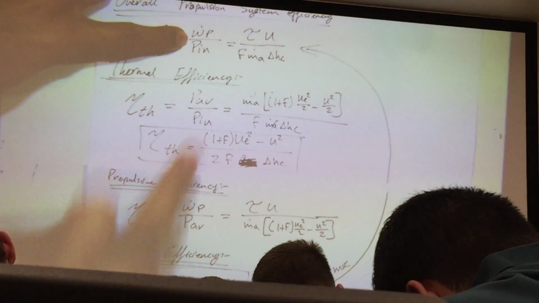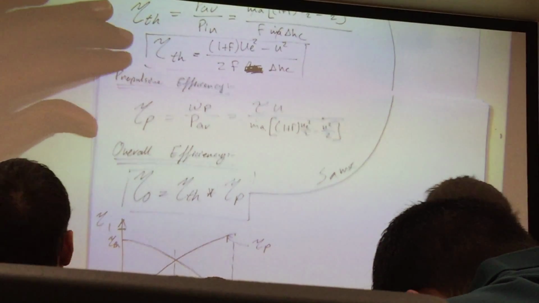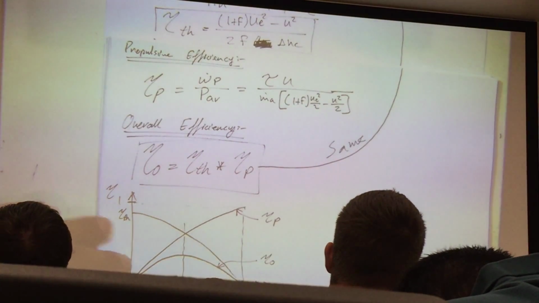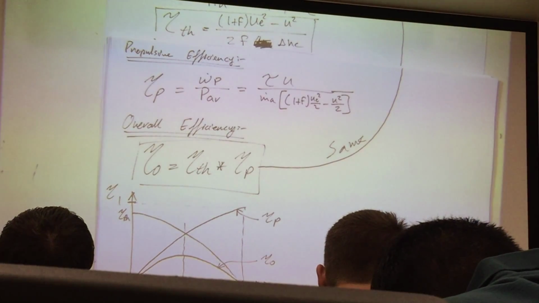Okay. Question in front? Just what's that bottom curve, the last one you drew on the graph? Oh, thank you. Overall. Okay. This is the multiplication of both. Okay.